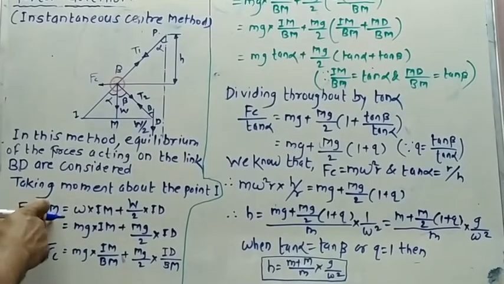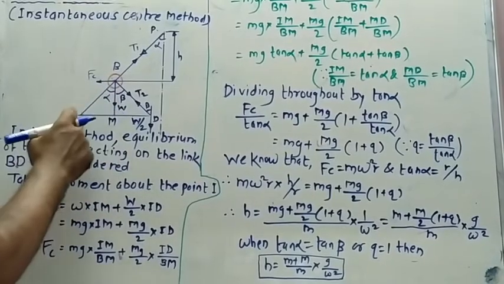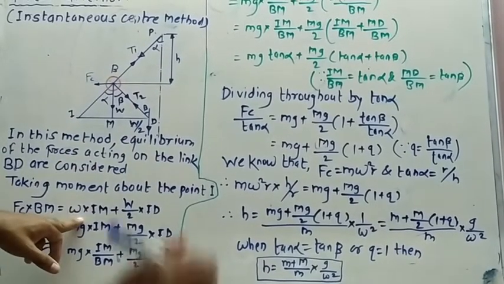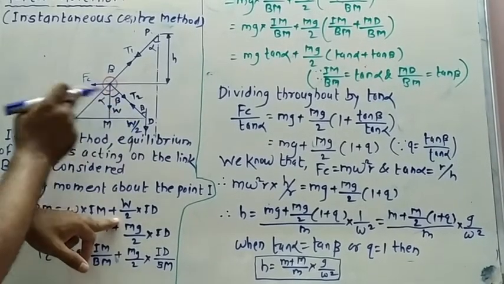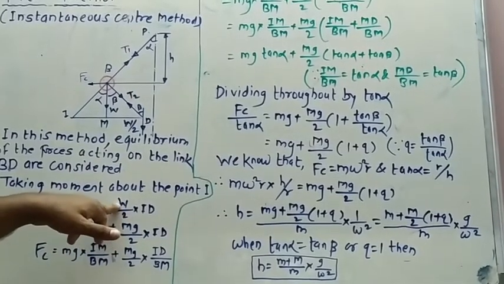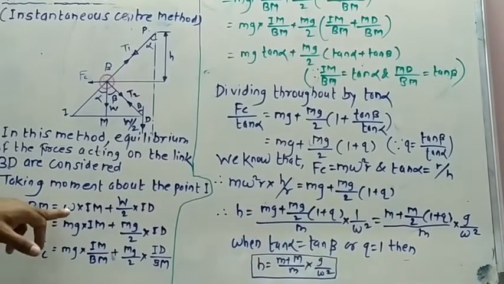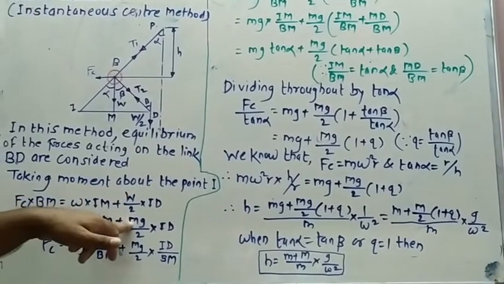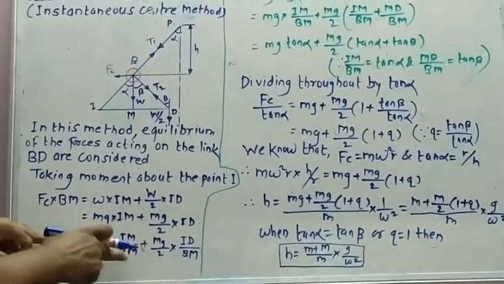So Fc multiplied by Bm. Now we'll just take the moment of this Fc about this point I. So Fc multiplied by this Bm equals W multiplied by this Im plus capital W by 2, as we have considered the half portion of this one. So W by 2 will come here, W by 2 multiplied by this distance ID. Now we know this W is nothing but mg, and capital W once again is capital Mg by 2 multiplied by ID, which will remain as it is. So take this Bm towards the right side.